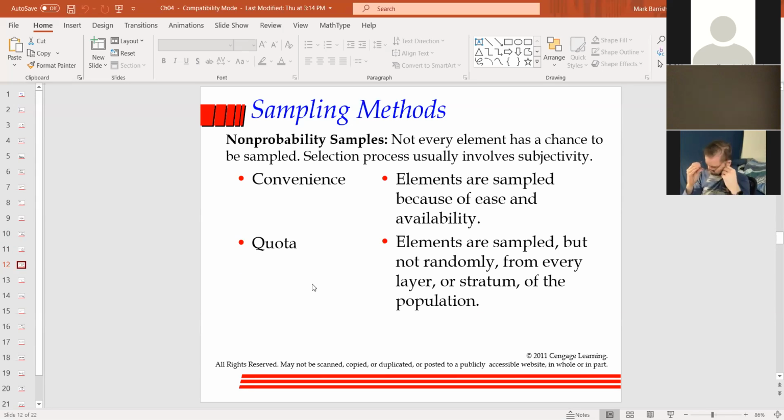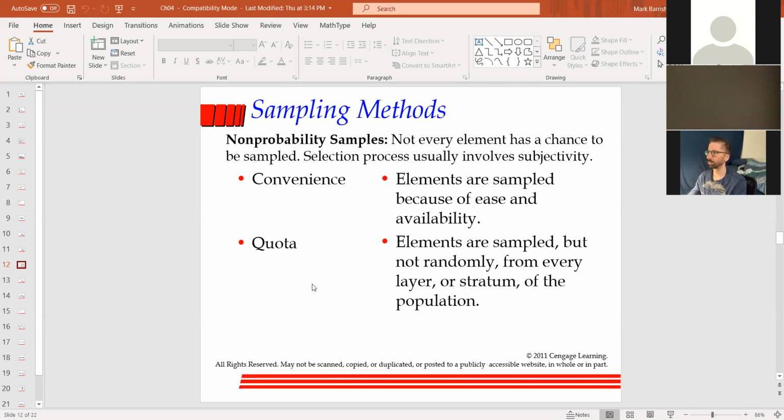Now, you could use a non-probability sample for exploratory purposes, to do a little study ahead of time to see what variables you may need to use and things like that. That's fine. But don't use them as if you can apply them to a larger population. No, you can't do that. So these have limited uses, but they're there.